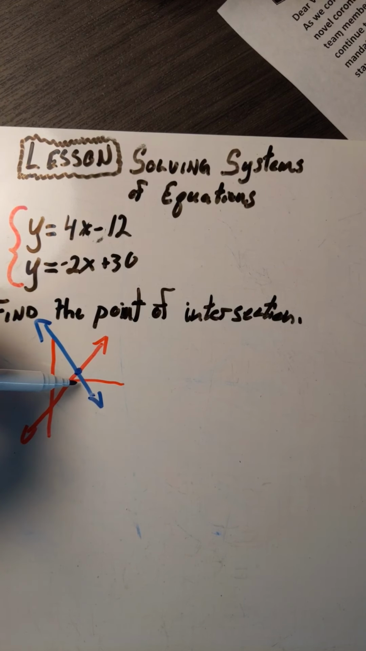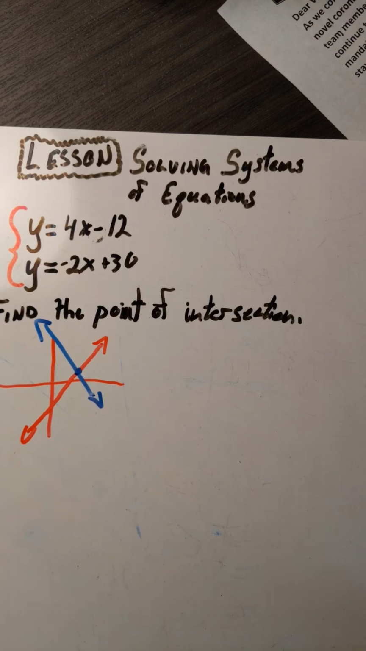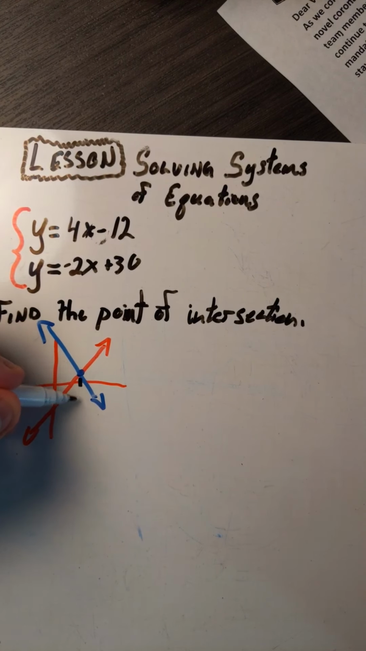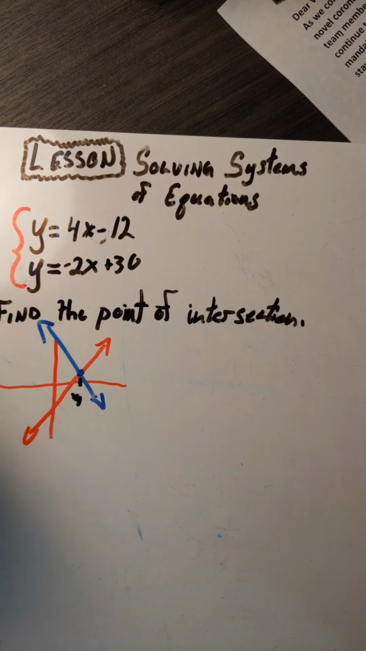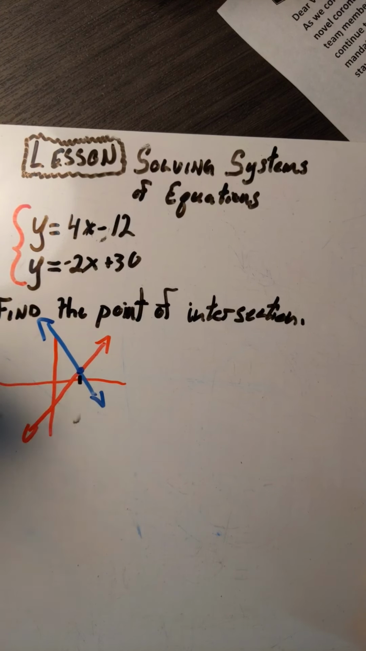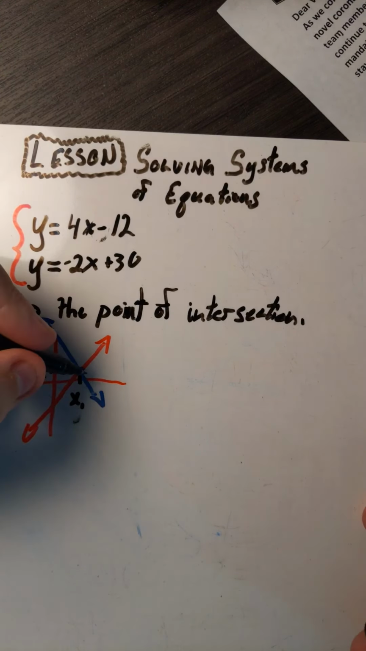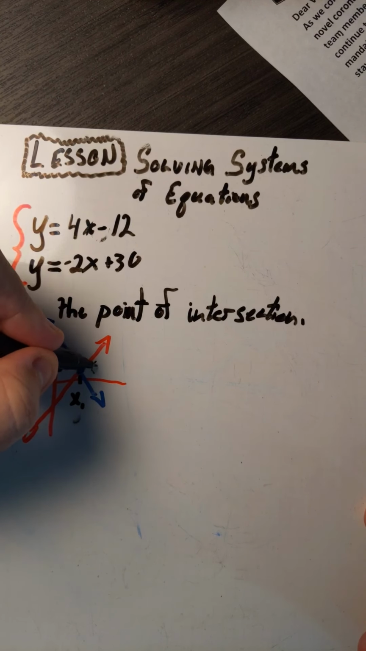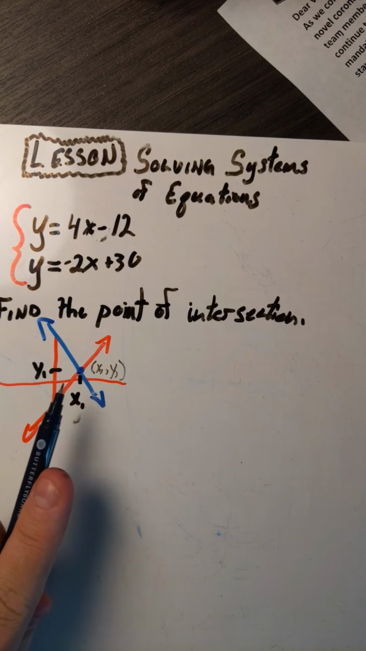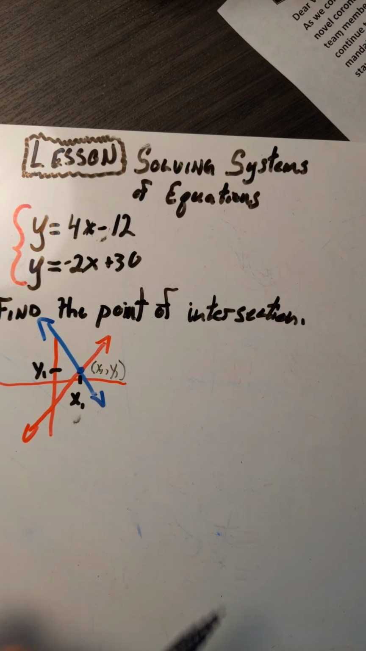Now that point has, as a coordinate, an x value. There's some x coordinate here. We'll call it x1, meaning some x coordinate. And it's going to have a y coordinate right here. We'll say that may be y1. And we would then say that this point, if we list it as an ordered pair, would be x1 comma y1. So this is the coordinate we're trying to find.